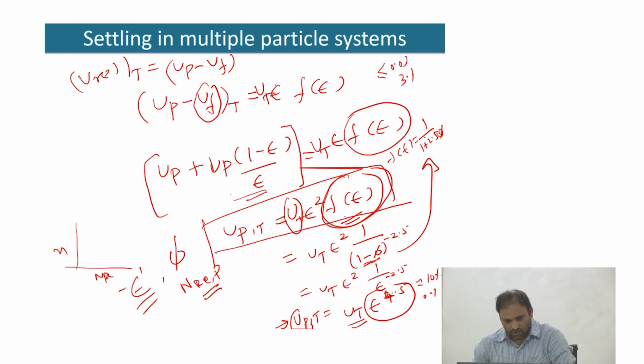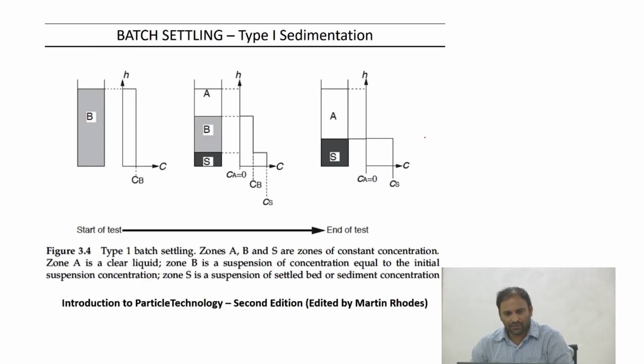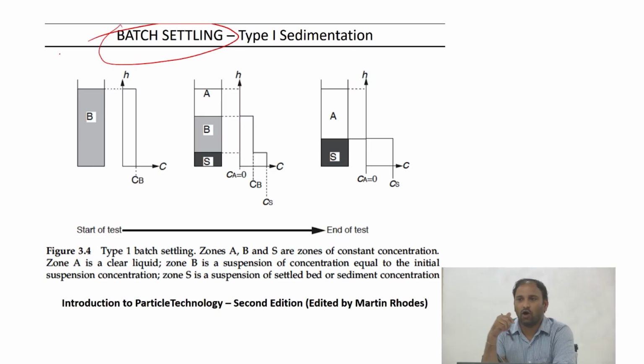So what I'm going to do is talk a little bit about what people do experimentally. When people are given a slurry and you want to find out its settling behavior, people do what is called a batch sedimentation test, also called a batch settling test. These experiments are as simple as you take a container, fill it with your slurry, and just watch the container as a function of time.